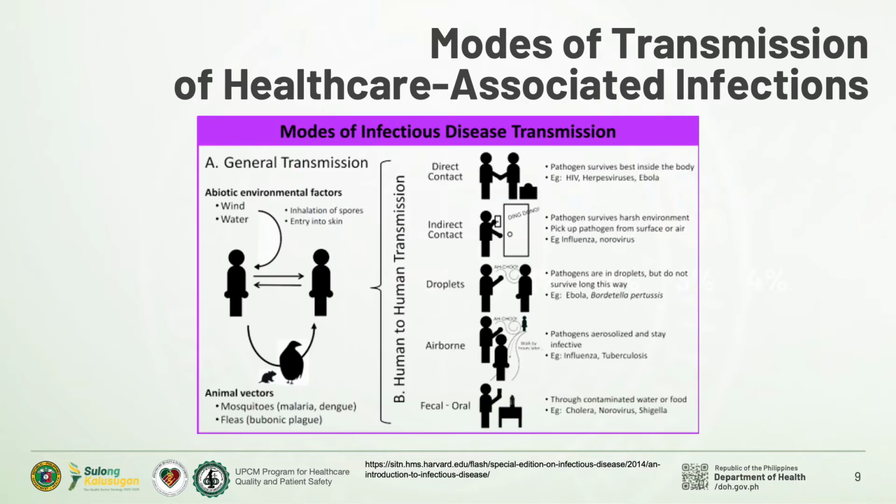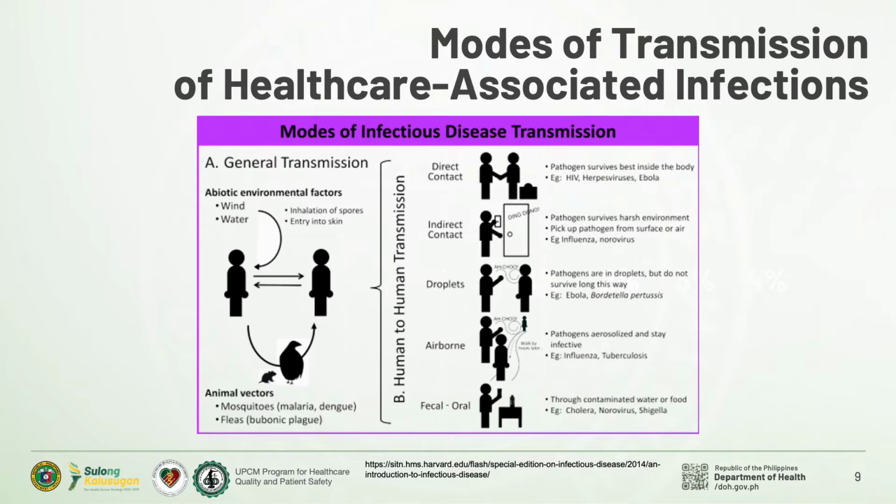For an infection to take place, infectious microorganisms need to be transferred from a source to an entry site on a susceptible host, where they are able to multiply and either colonize or cause disease. Microorganisms can be transmitted in many different ways in healthcare settings. General transmission includes those involving abiotic environmental factors such as the wind, water, and animal vectors like mosquitoes carrying malaria and dengue and fleas carrying bubonic plague.